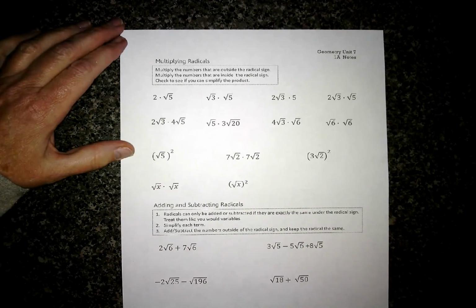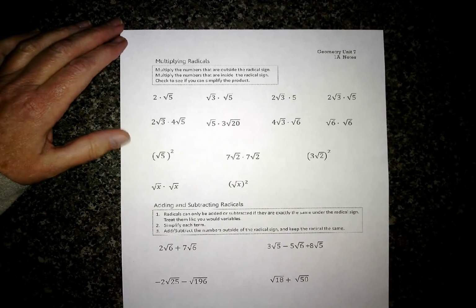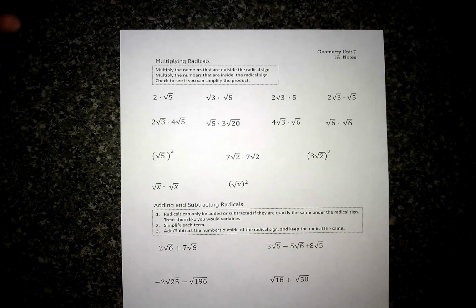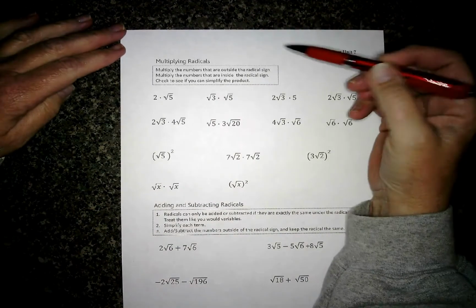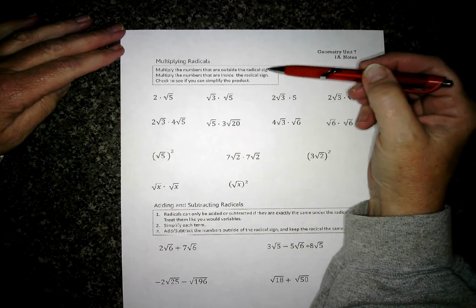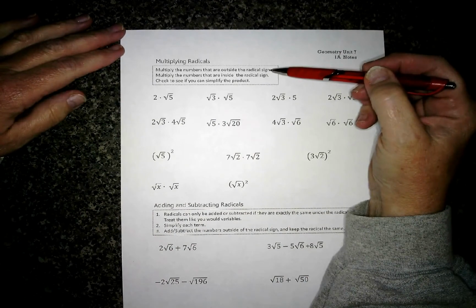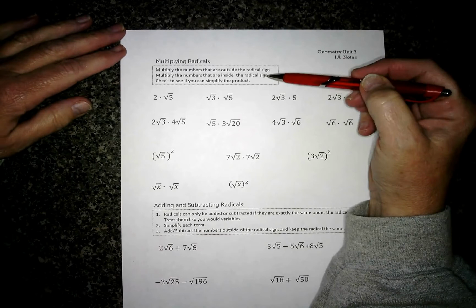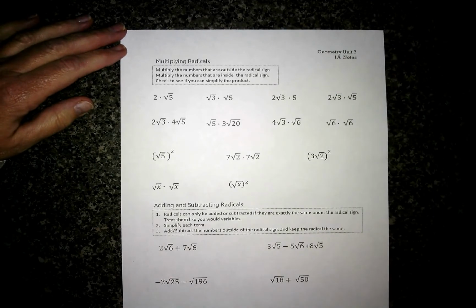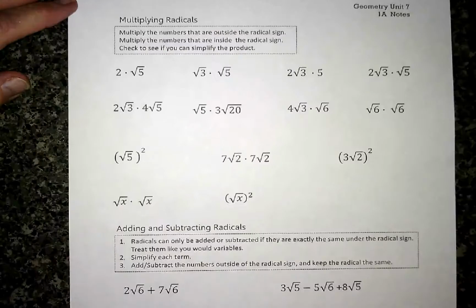Okay, we just learned how to simplify a radical or a square root. Those are words we use interchangeably. So now we're going to do some basic operations of multiplying, adding, and subtracting radicals or square roots. So you can see here for multiplying, we're going to multiply the numbers that are outside the radical sign. Then we're going to multiply the numbers that are inside the radical sign. And then we're going to check and see, can we simplify it or not?